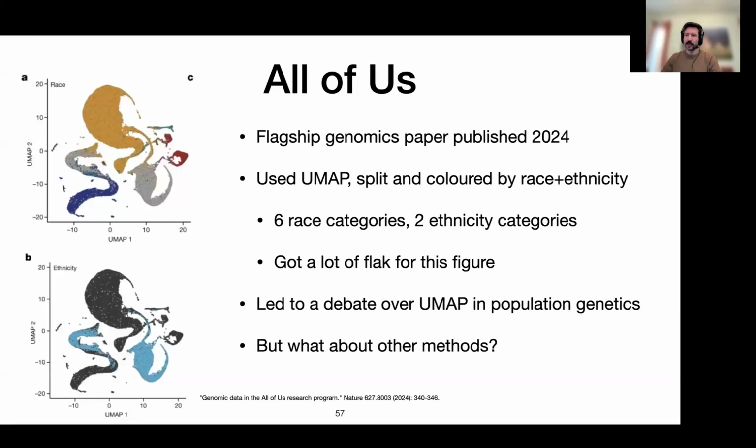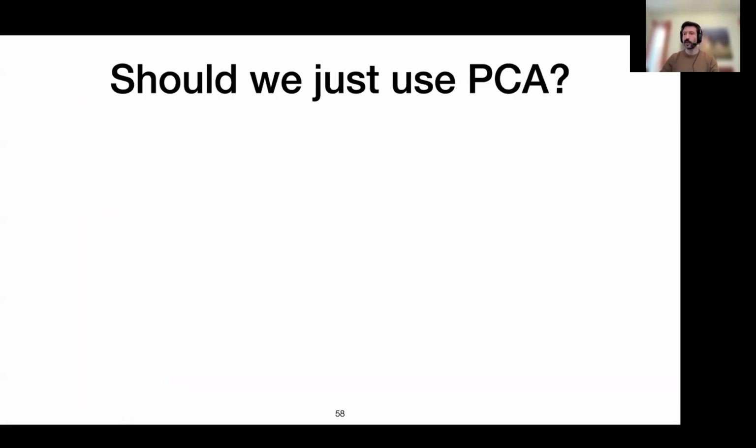But a lot of people kind of said, okay, well, you know what? Maybe we shouldn't use UMAP at all in population genetics. Maybe we should just use PCA, because PCA is really great. And should we use PCA alone?